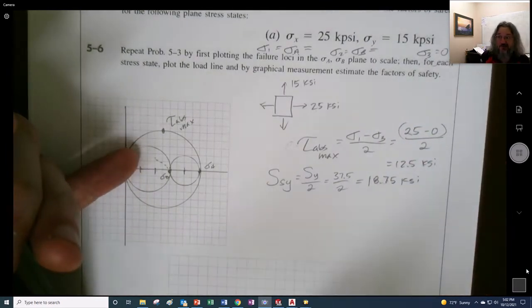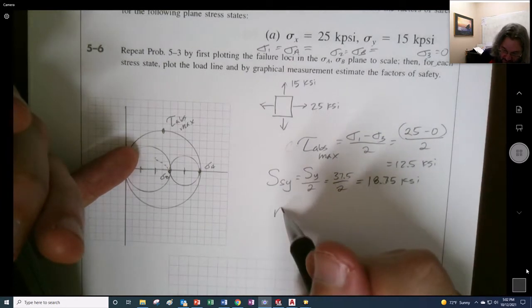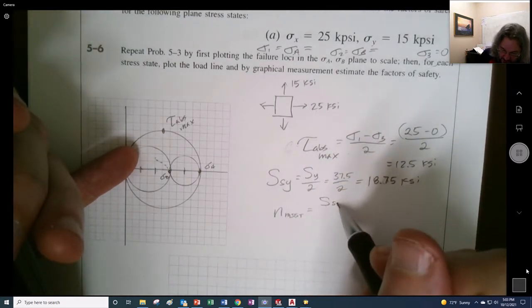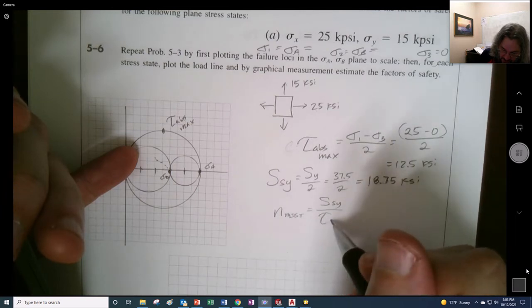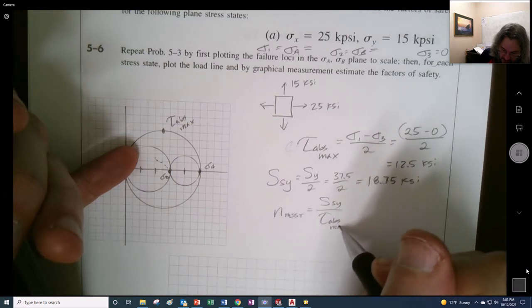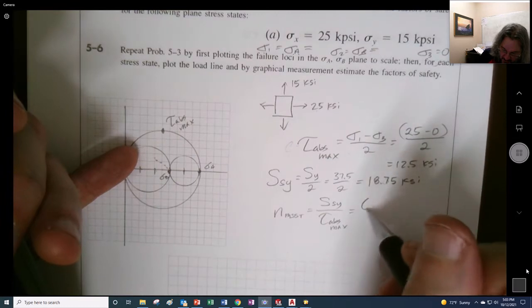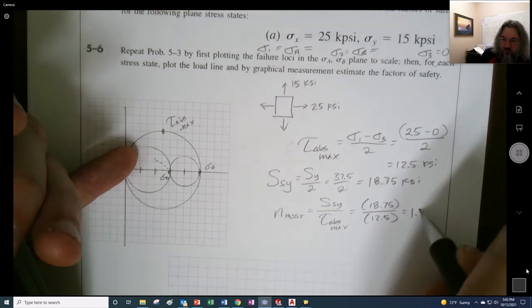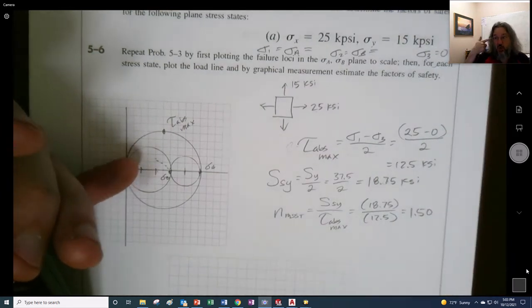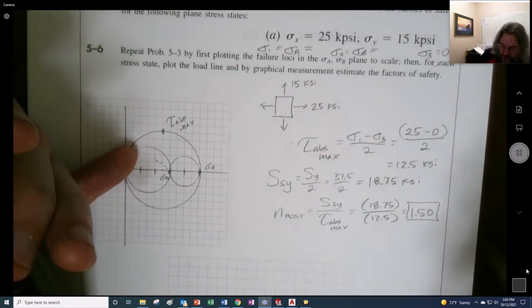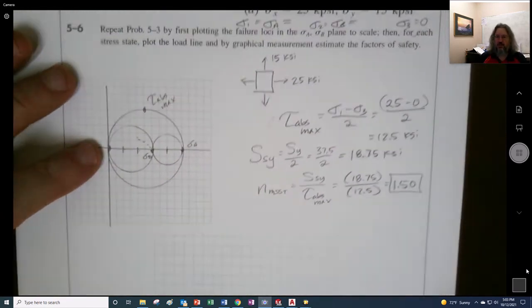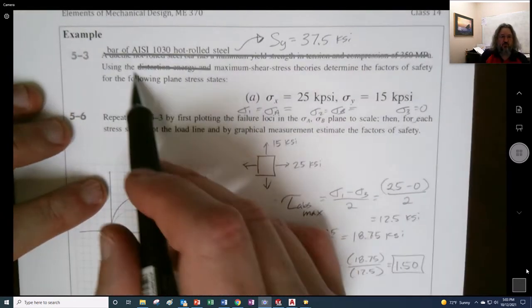But not me, no. So the maximum shear stress theory takes the shear yield strength and divides by the absolute max. So we got 18.75 divided by 12.5, and that's 1.50. All right, so there you go. There is our safety factor. But let's take a look at this, so that was problem 5.3.